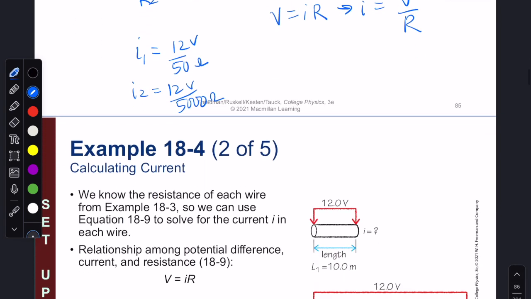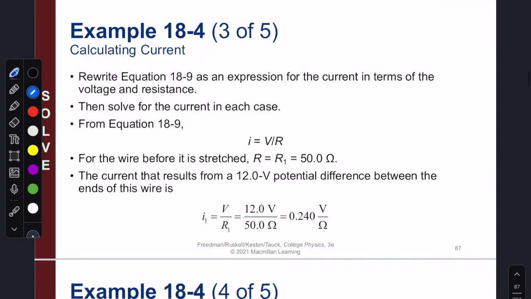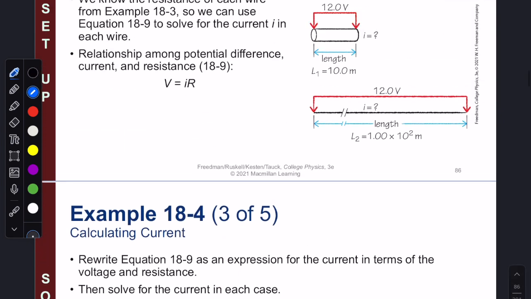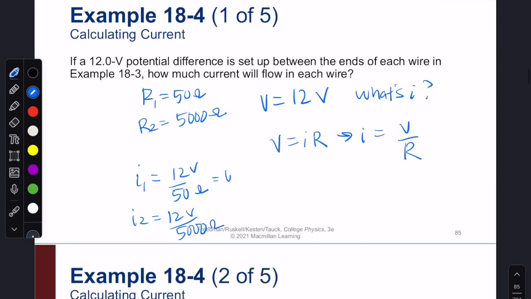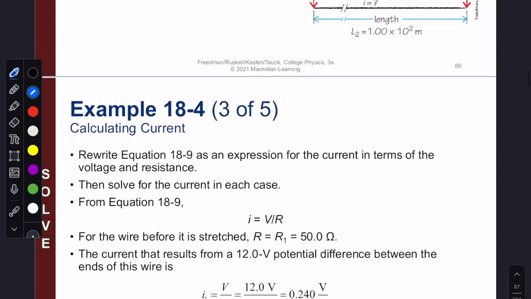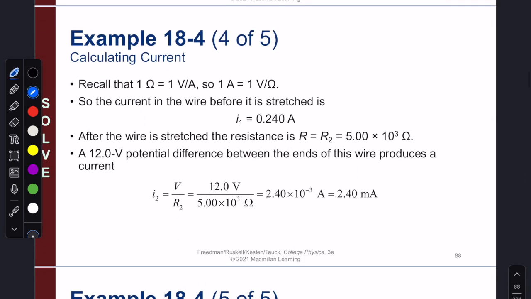And I don't actually have my calculator with me, so let's just peek at those values. So 12 over 50 is 0.24. Current units are amps, right? And so then this one will be 0.0024, if I did my math correctly. Yeah, 0.0024. That's 2.4 times 10 to the minus 3. In other words, milli, right? 10 to the minus 3 is a milli. So 2.4 milliamps.